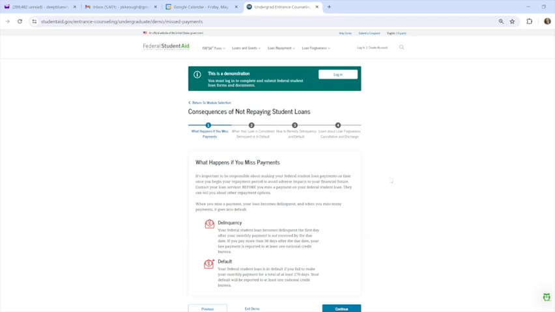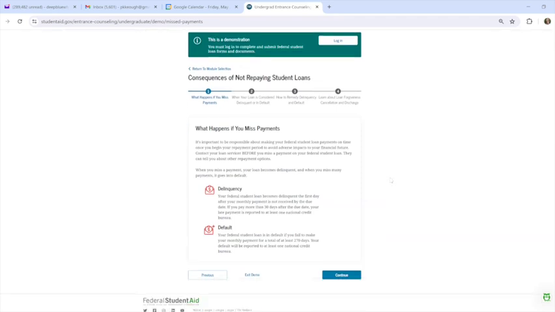What happens if you miss a payment? There are two things. One's called delinquency and one's called default. Delinquency is if you miss a payment, if you pay more than 30 days after the due date. It's basically a late payment. Default is when you haven't made a payment for at least 270 days, and then it will affect your credit adversely. It's not a good thing. So that's the reason to plan ahead and not set yourself up for failure in being able to repay your loan.